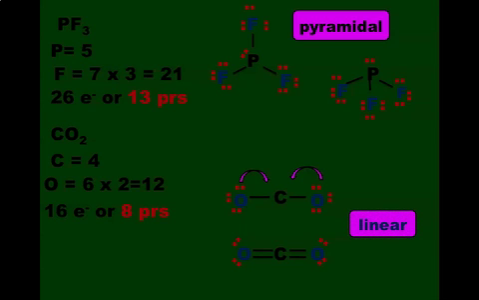And so if I look at that, I have 3 atoms, and the middle doesn't have any lone pairs on it, so that makes a linear shape.